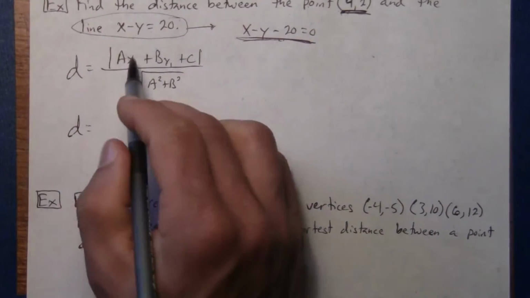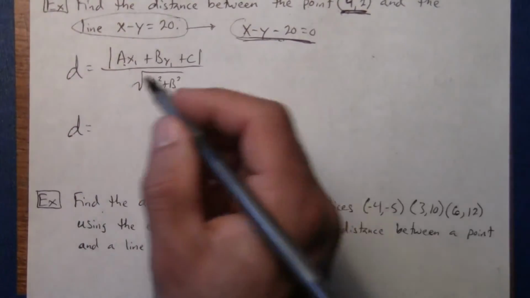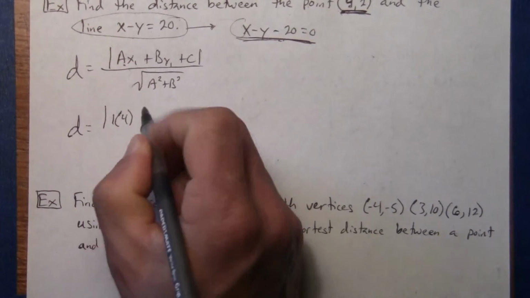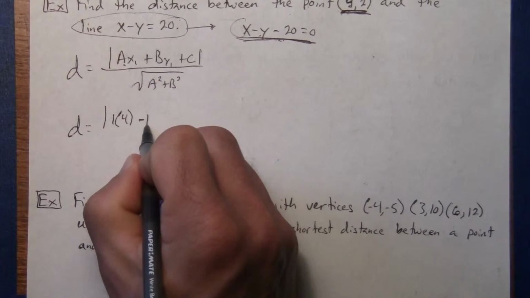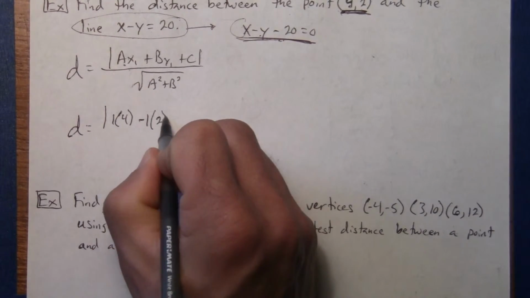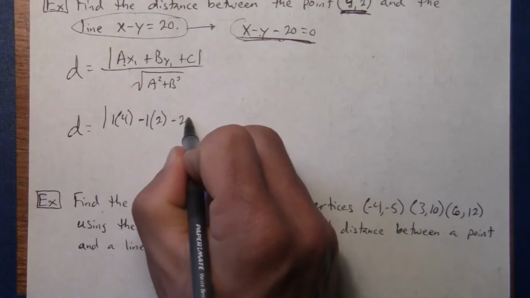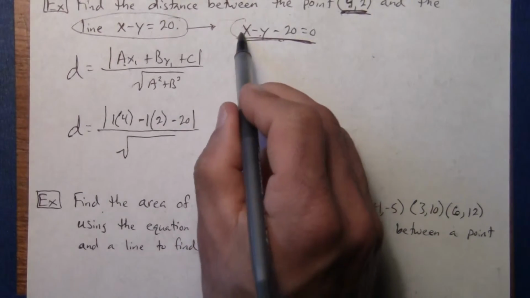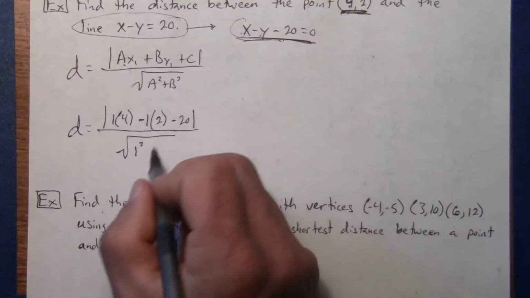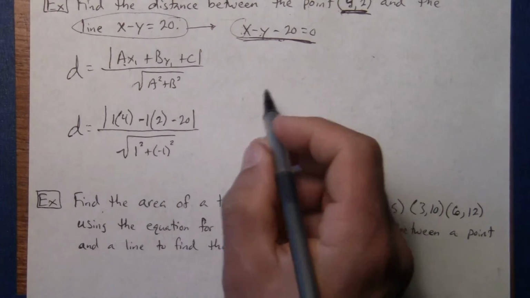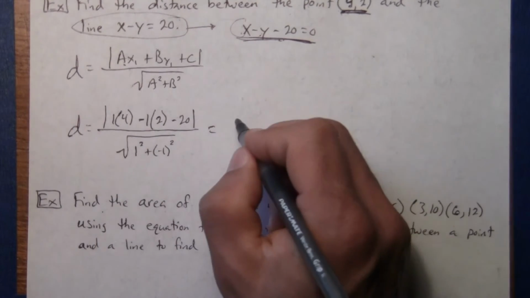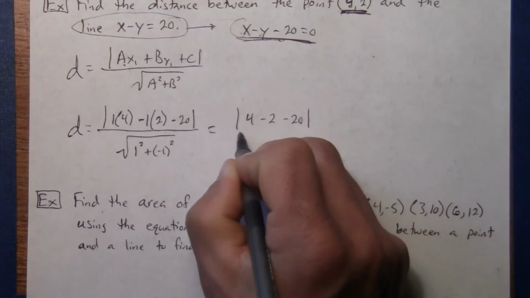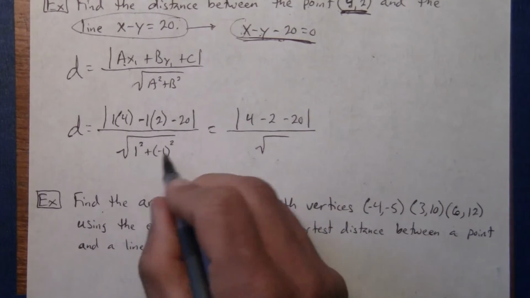Alright, so our distance is equal to a, which is the coefficient in front of the x variable, so it's 1. So absolute value of 1 times the x value of the point, so 4, plus b, which is actually a negative 1, times the y value, which is 2, plus c, which is actually negative 20. Take the absolute value of that, divide by the square root of a, which is 1, squared, plus b, which is negative 1, squared. And now it's more just simplifying it. So in the numerator I've got 4 minus 2 minus 20, absolute value of all that, divided by the square root of 1 plus 1, or 2.